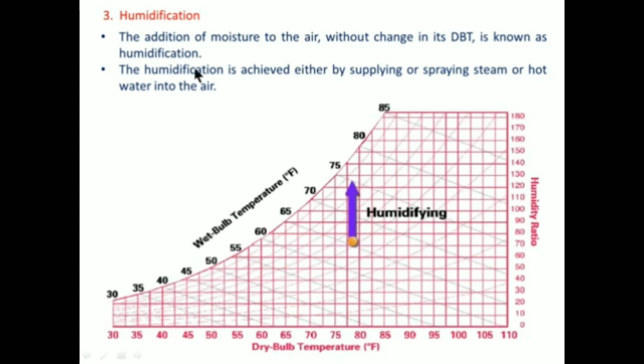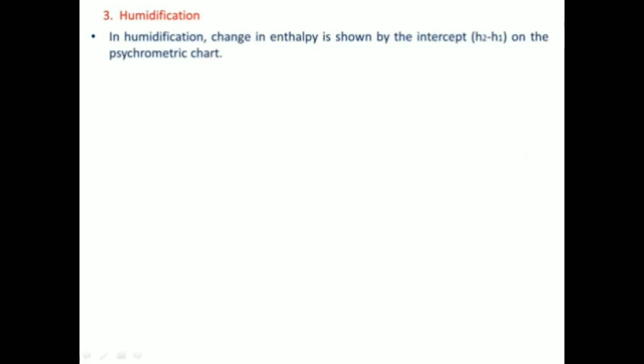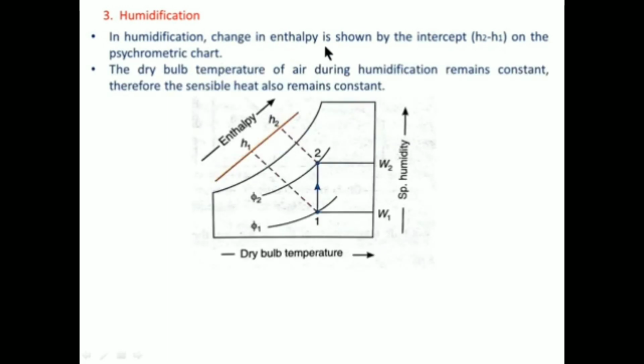So the effect of humidification or humidifying the air will be that the humidity value will increase from 1 to 2. So we can see that. So in humidification, change in enthalpy is shown by the intercept H2 minus H1 on the psychrometric chart. The dry bulb temperature of the air during humidification remains constant, therefore sensible heat also remains constant.